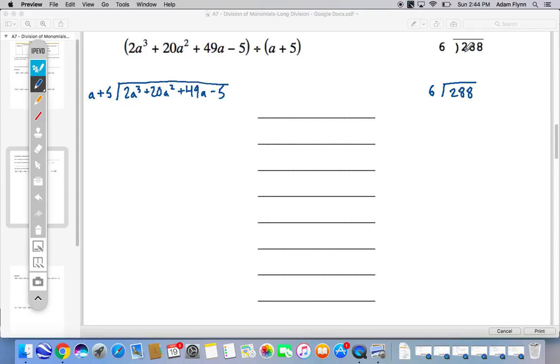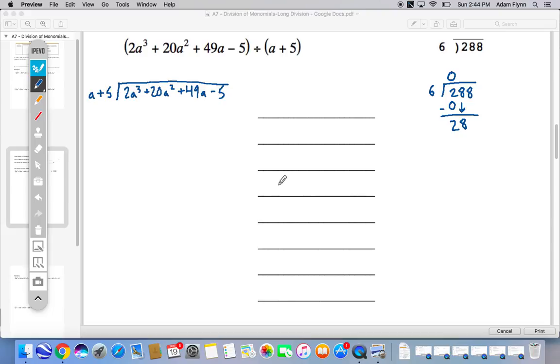So let's take a look at this example over here. What do we do first? We take a look at our first number under the box. Does 6 go into 2? No, it doesn't. It goes into 2 0 times. So we have 6 times 0, which is 0. And now we subtract. So we have 2 minus 0 is 2, and we bring down the 8.